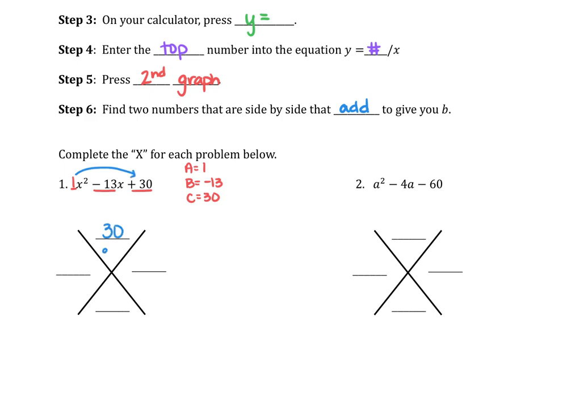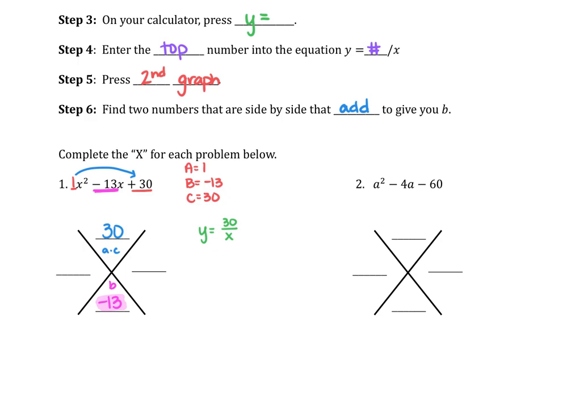I'm going to put that in the top of my X. Then I'm going to take that B term, which remember is negative 13, and that goes in the bottom of my X. B in the bottom. Think about it that way. I'm going to go to my y equals screen, and I am going to type in the 30 divided by x to get factors of 30. Then what I'm doing is I'm looking for two numbers side by side that are going to add to give me this negative 13 that's in the bottom.